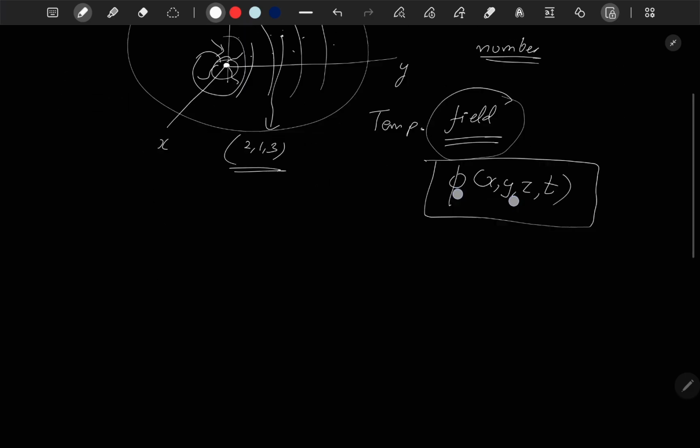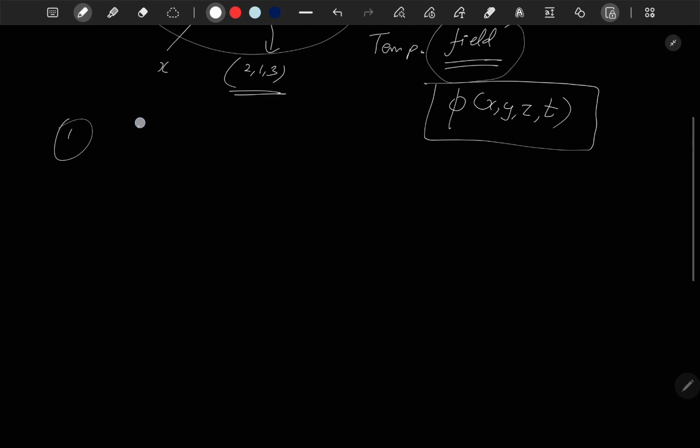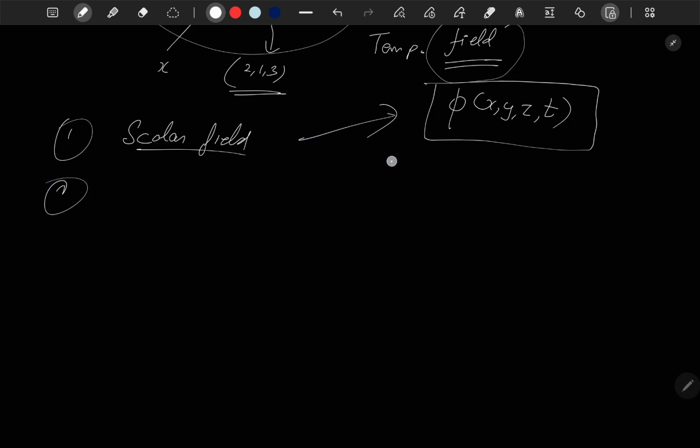Now there are two types of field. One is scalar field that we have just seen. Scalar field, for example the temperature field, right? At every point you just associate a number, a scalar number. The other is the vector field. Now with the definition of scalar field, this vector field is obvious.